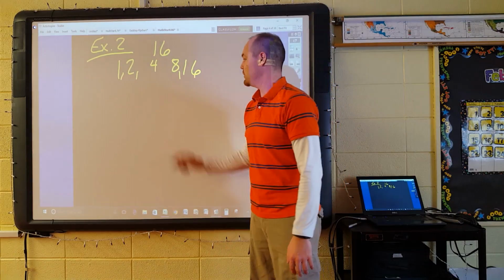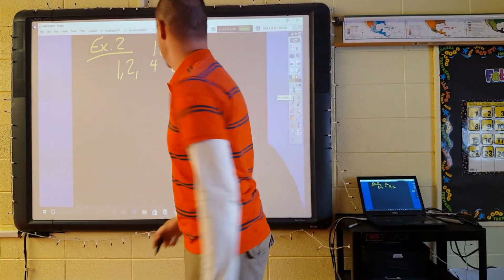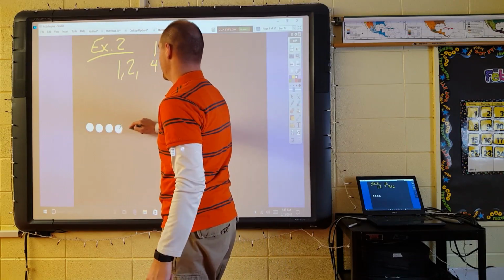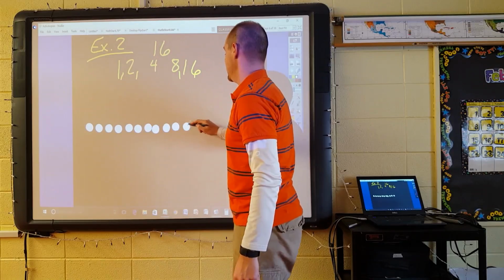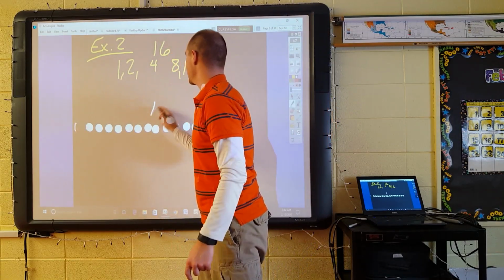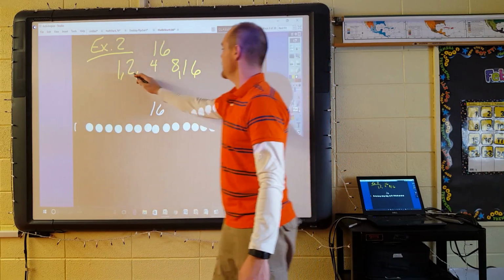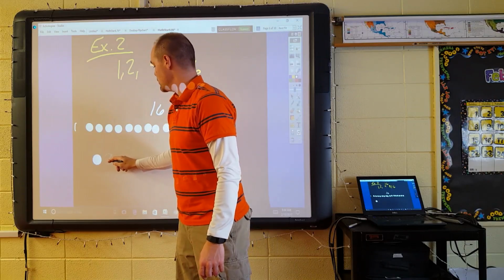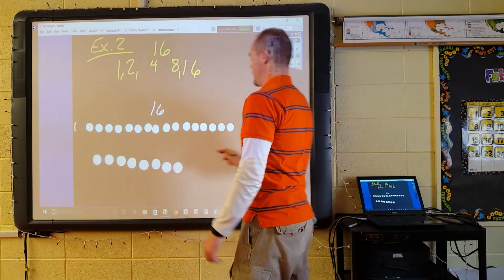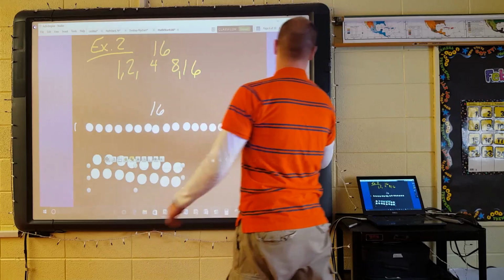Now to draw an array, you can draw little x's. I'm just going to make my dot big and use that. The first one I'm going to do is 1 row of 16. So that's just 1, 2, 3, 4, 5, 6, 7, 8, 9, 10, 11, 12, 13, 14, 15, 16. And that is 1 by 16, and that's an array. Okay, the next one I'll do will be the 2 and the 8. So I need 2 rows of 8 in each row. And that'll give me my 2 by 8 array.